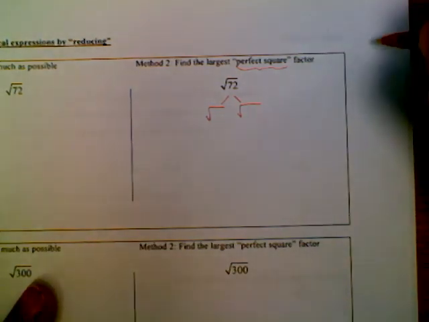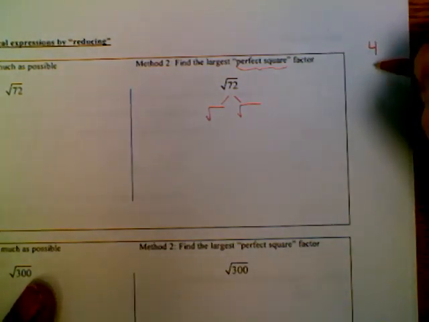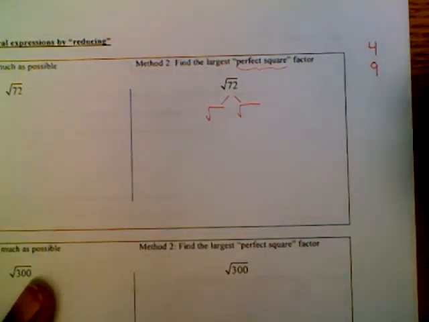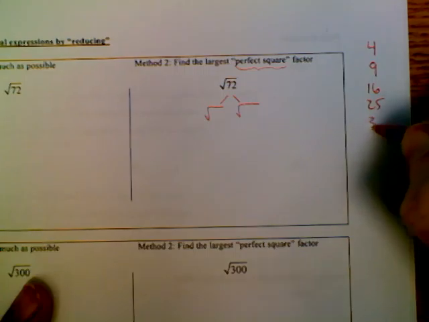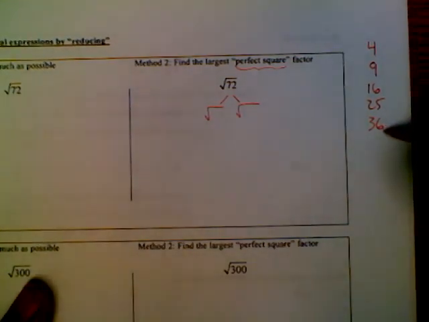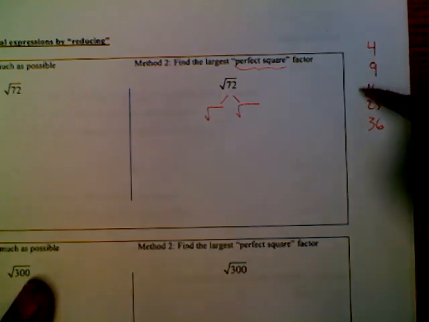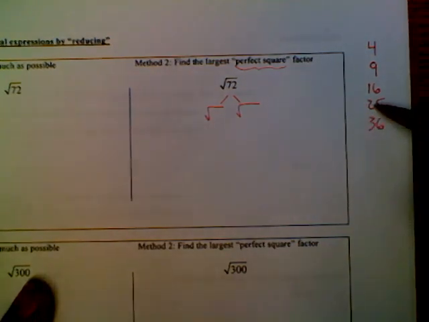Perfect squares are the following numbers: 4, 9. Write these down in the margin of these notes here. 16, 25, 36. Where are these numbers coming from? What's the pattern here? Do you see it? What's the pattern? This number is 2 squared, right? And this number is 3 squared is 9, 4 squared is 16, 5 squared is 25, 6 squared is 36.